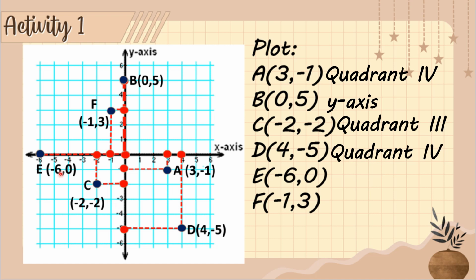Now, let's proceed to point E. Si point E, naa dire. Iyahang value ni x is negative 6, pero ang y is 0 na dire. Pasabot ana, naglay or nipatong ra siya sa atong x-axis. Now, let's proceed to the last point, which is F. Atong point F, iyang value sa x is negative 1, ang y is positive 3. Basta negative si x and positive si y, naa si point F sa atong quadrant 2.